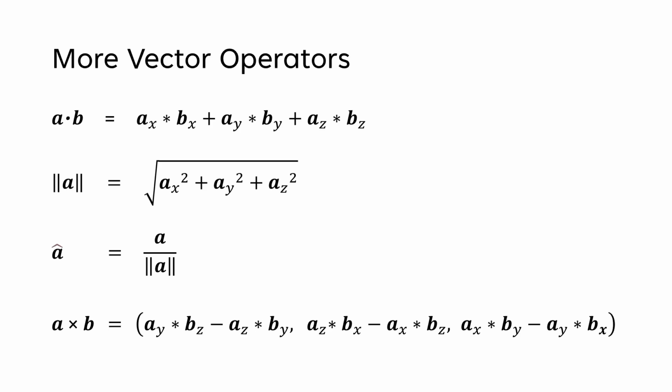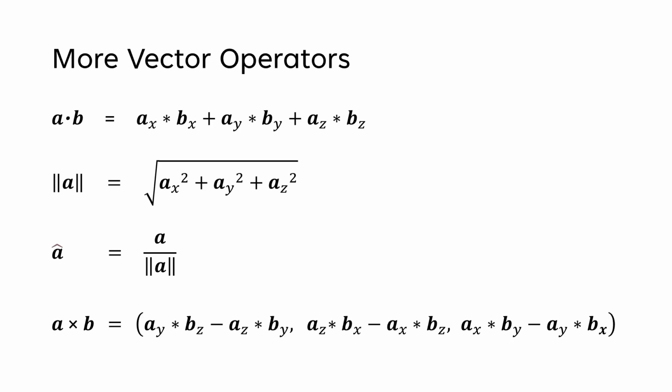Probably the hardest one is the cross product. Let's break it down. The input is 2 vectors and the output is a new vector. For the x component of the output, we need the y and z components of the vectors. Y times z minus z times y. For the y component, we need the x and the z components of the vectors. Z times x minus x times z. And for the z component, we need the x and the y components of the vectors. X times y minus y times x.